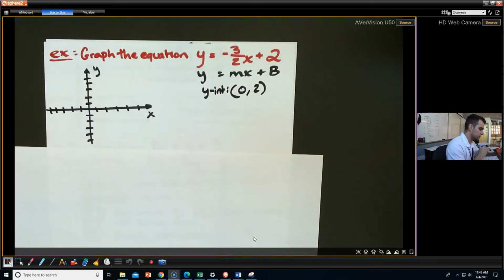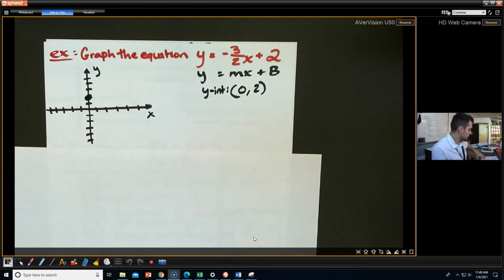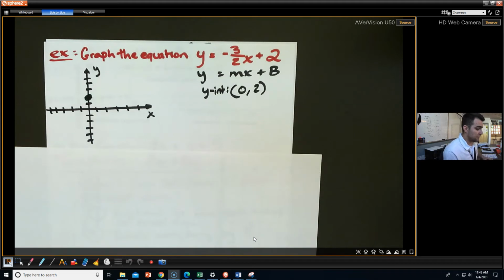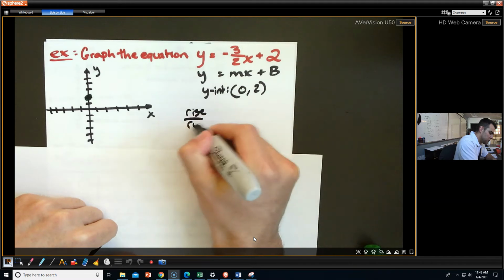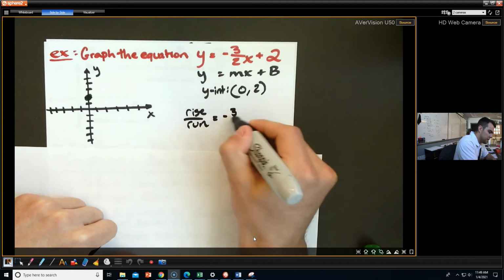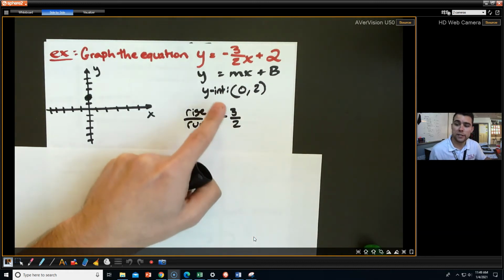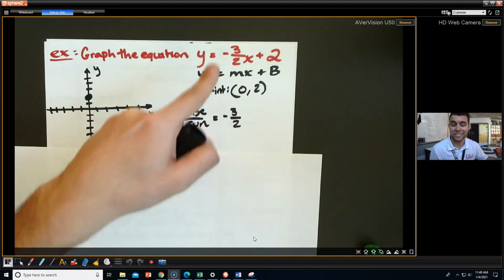I'm going to use a different color. (0, 2), that's going to be right here. And now the next thing I got to do is use rise over run from that point to get to my next one, right? Well, my rise over run is negative 3 over 2. That's kind of weird. That negative might be throwing you off a little bit, but let's recall, okay? If I have a negative fraction, that means either the top is negative or the bottom's negative. They both can't be negative, or else we'd have a negative divided by a negative, and that makes a positive 3/2. That's not what we have.